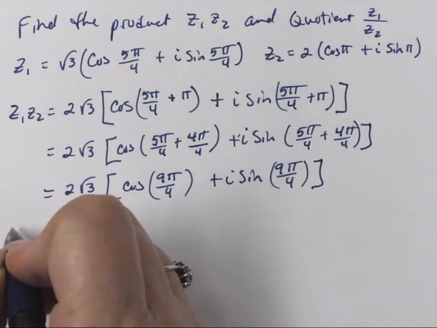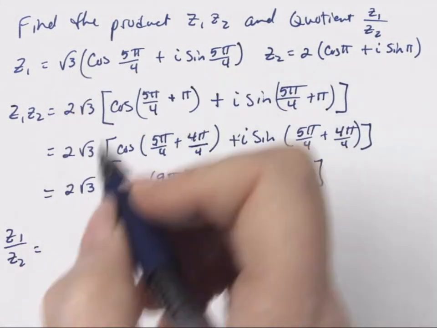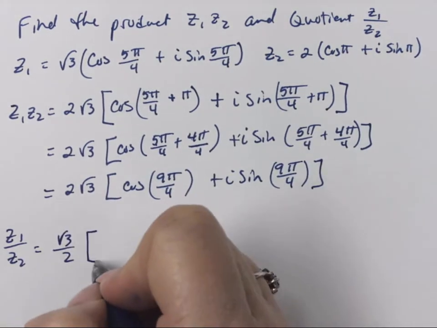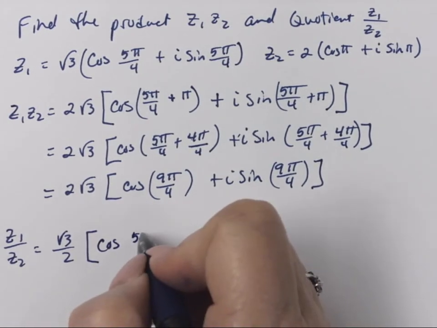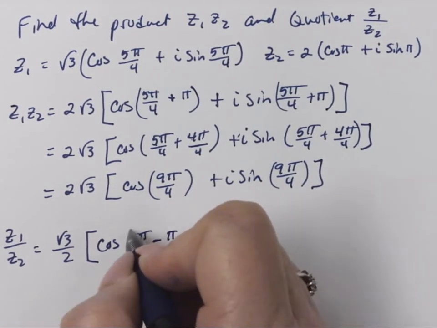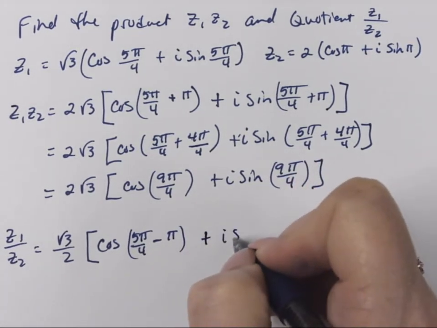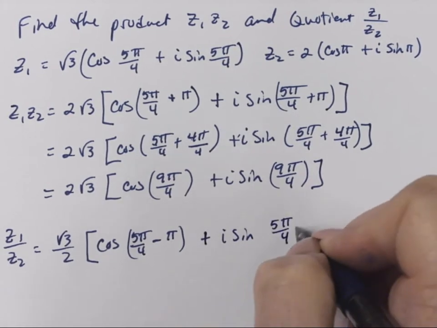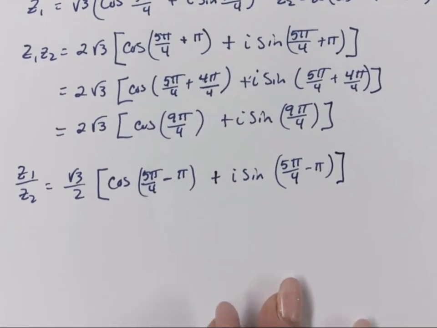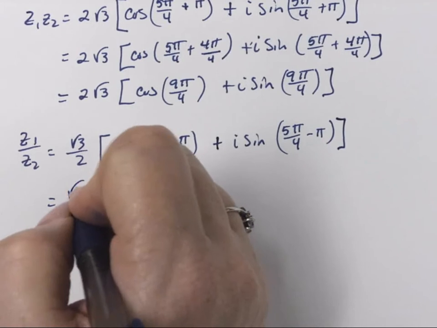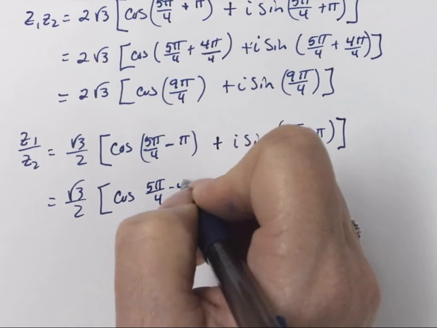Now, if we want to look at division, it's going to be z1 divided by z2. So we're going to take square root of 3 divided by 2 times the cosine of 5 pi over 4 minus pi. So with division, you're using subtraction. So plus I sine of 5 pi over 4, again minus pi. Now with the same thing we have to find that common denominator. So square root of 3 over 2, cosine of 5 pi over 4 minus 4 pi over 4.